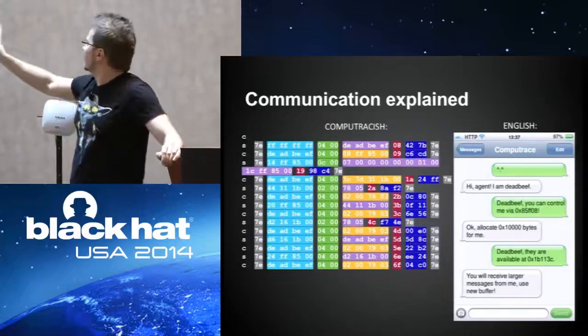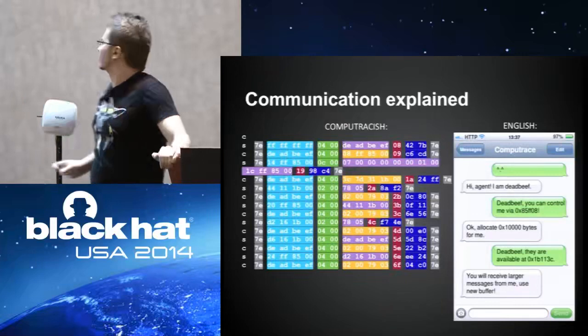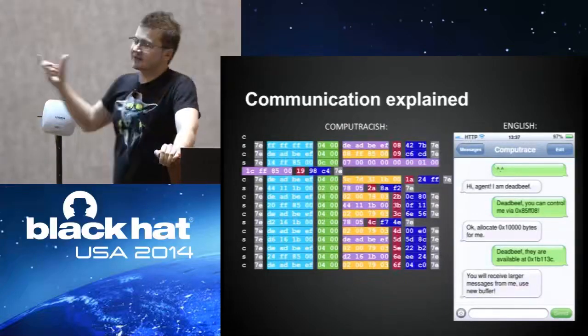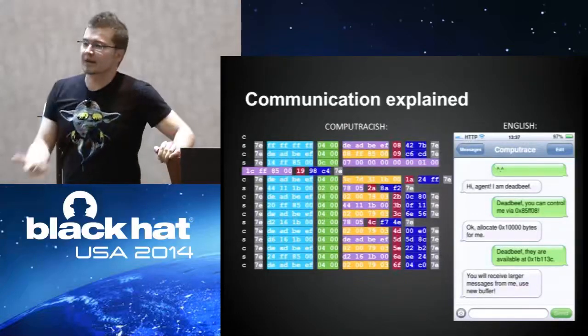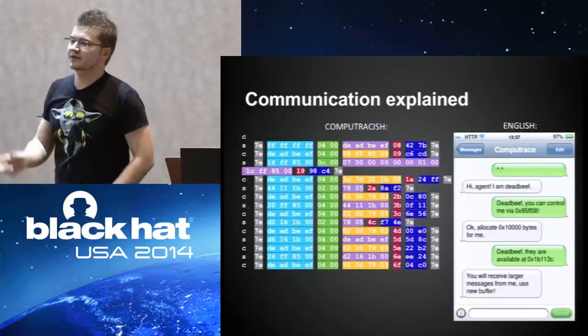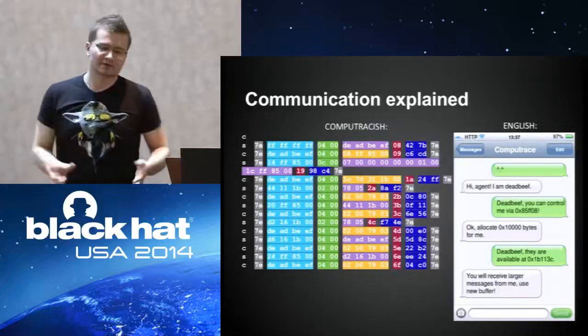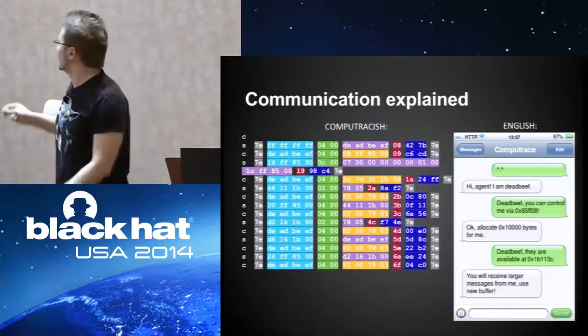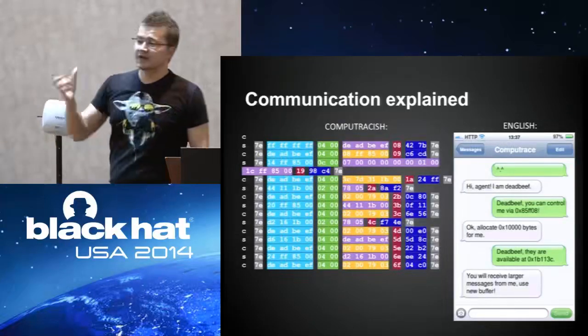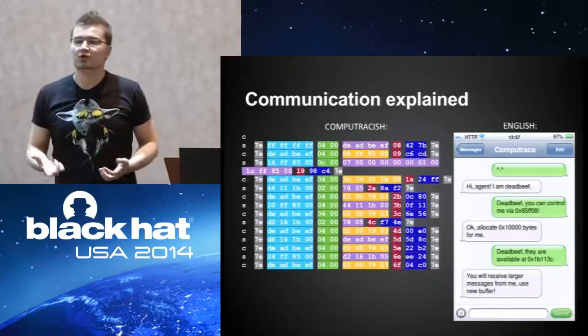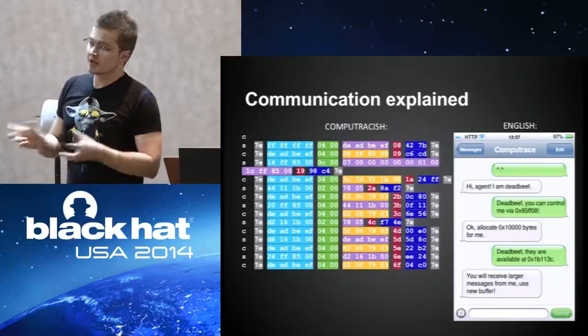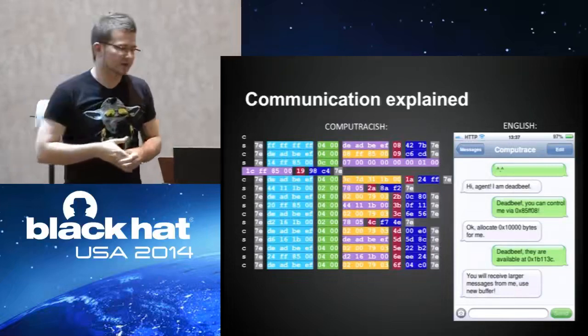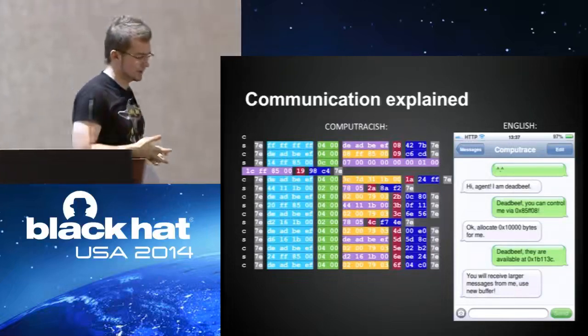So the agent first connects to the server, and then the server welcomes it with the session ID or the name of the server, and then the agent uses this to tell the server that this is the same session. And then the agent explains that it can be controlled through this address, which is a memory address in the agent address space.